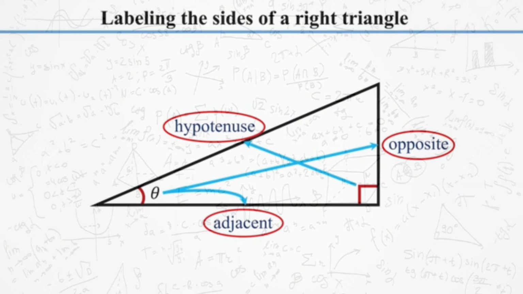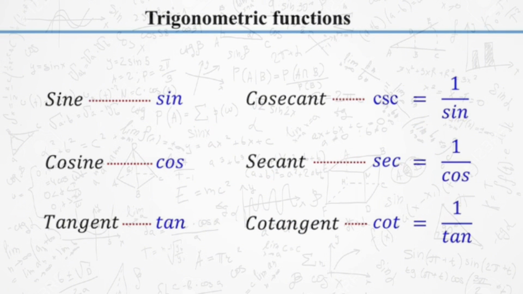The other two sides are labeled with respect to one of the two acute angles. Let's say this angle is theta. The side opposite theta is the opposite side, while the remaining side adjacent to theta is the adjacent side. When labeling a right triangle, start with the hypotenuse, then label the opposite side, and the remaining side is the adjacent. There are 6 trigonometric functions: sine, cosine, tangent, cosecant, secant, and cotangent.